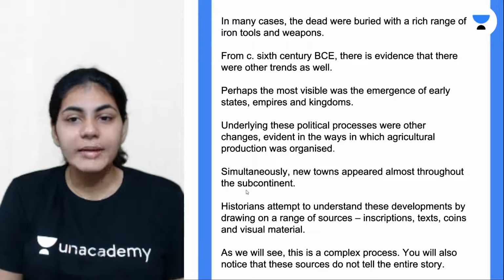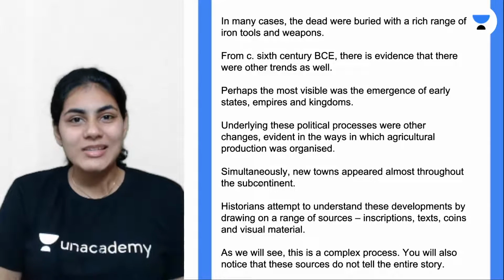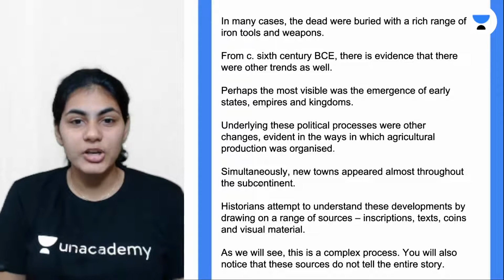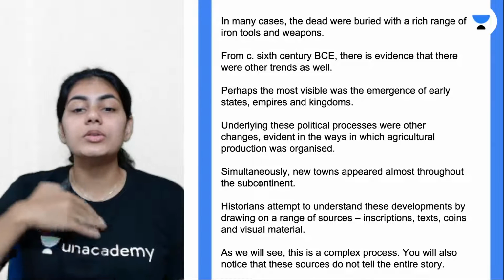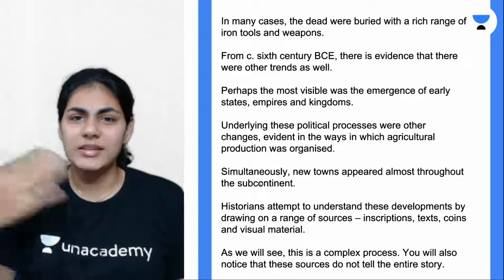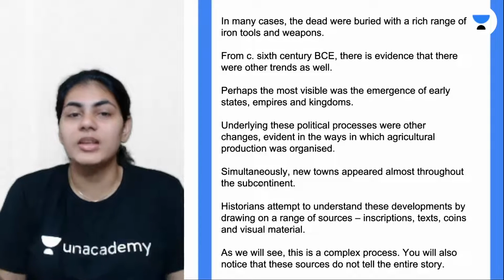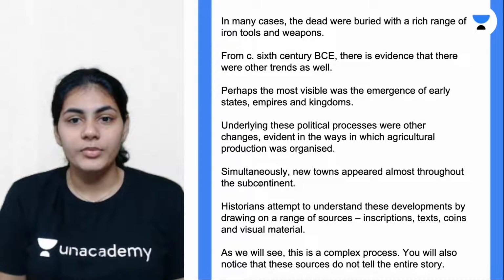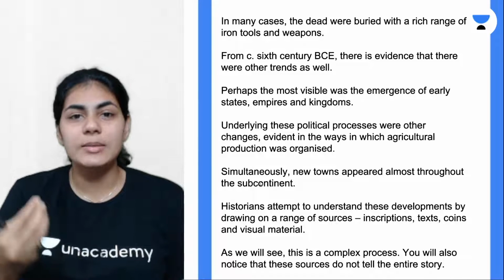So number one, that, and number two, so many towns and cities, like urban way of life, have started emerging, not just in the northern part of India, but also throughout the subcontinent, right? Like south, east, west, everywhere, in every region of the Indian subcontinent, towns and cities have been emerging. That's another development.